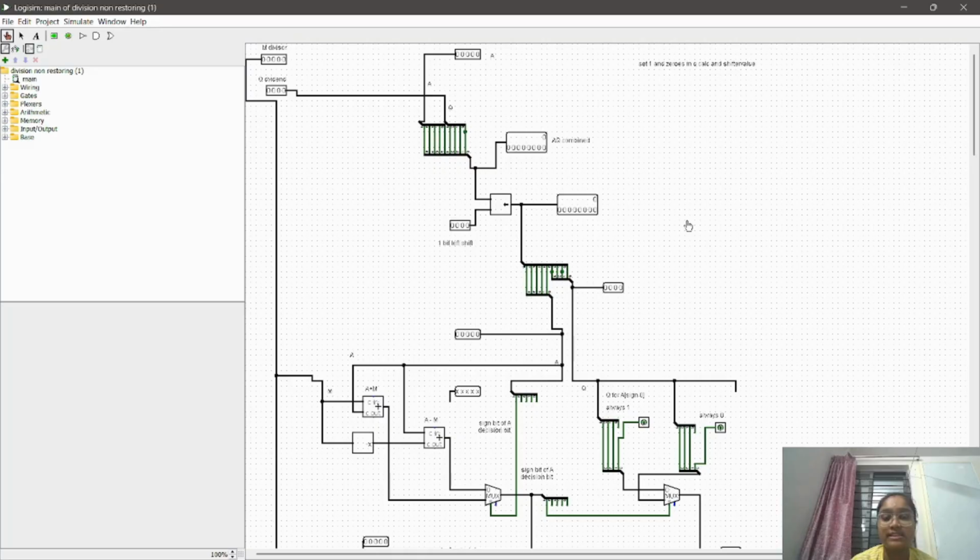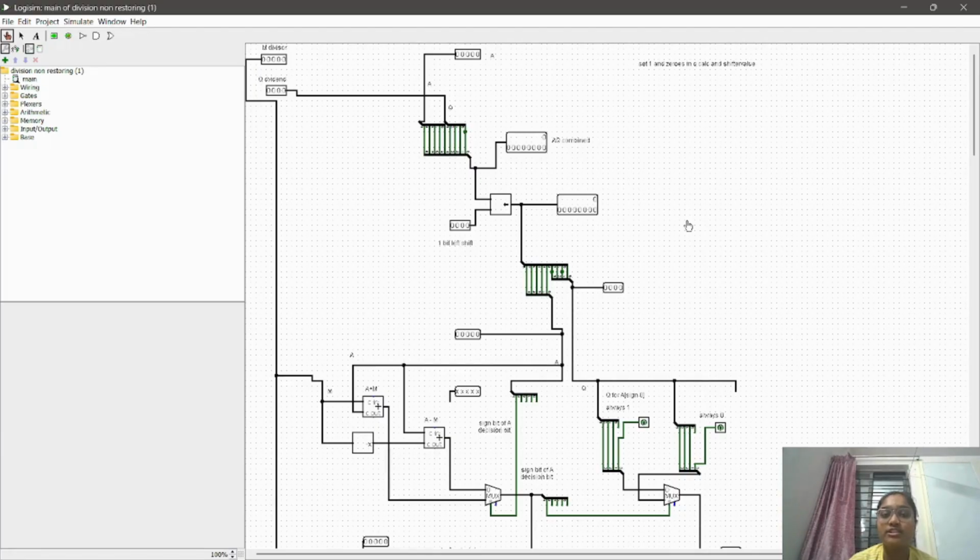Blocks labeled A plus M and A minus M perform the arithmetic operations required for division. Third is the multiplexer, clearly visible in the lower section. It selects between the result of A plus M or A minus M based on the sign bit of A. Fourth is the shift left register. The block labeled 1 bit left shift is used to shift the combined A Q register during division.